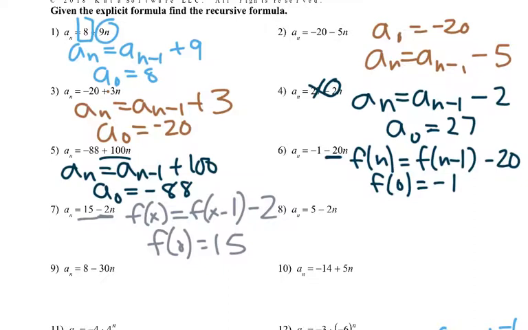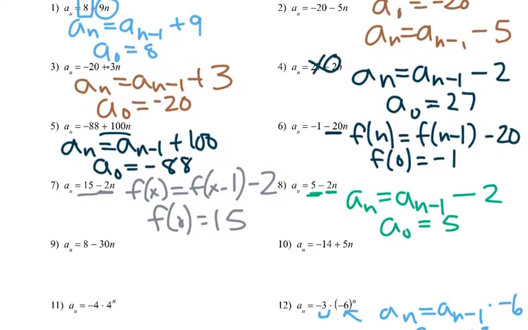Okay, number 8, start of 5, growth -2, a sub n equals a sub n minus 1 minus 2, and a sub 0 equals 5. Doesn't matter which order you do it in. I can do a sub 0 first, that's 8, and then a sub n equals a sub n minus 1 minus 30. Okay, doesn't matter.